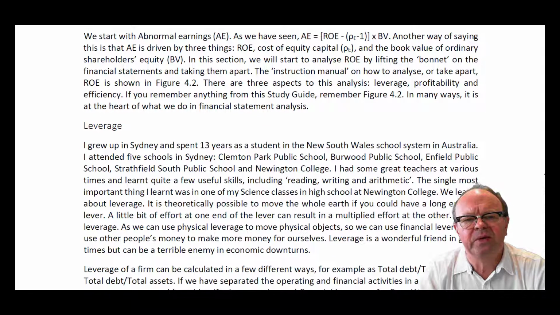We start with abnormal earnings, AE. As we have seen, AE equals (ROE minus re minus 1) times BV, book value. Another way of saying this is that abnormal earnings is driven by three things: ROE, return on equity, re, cost of equity capital, and the book value of ordinary shareholders' equity, BV. In this section, we'll start to analyse ROE by lifting the bonnet on the financial statements and taking them apart.